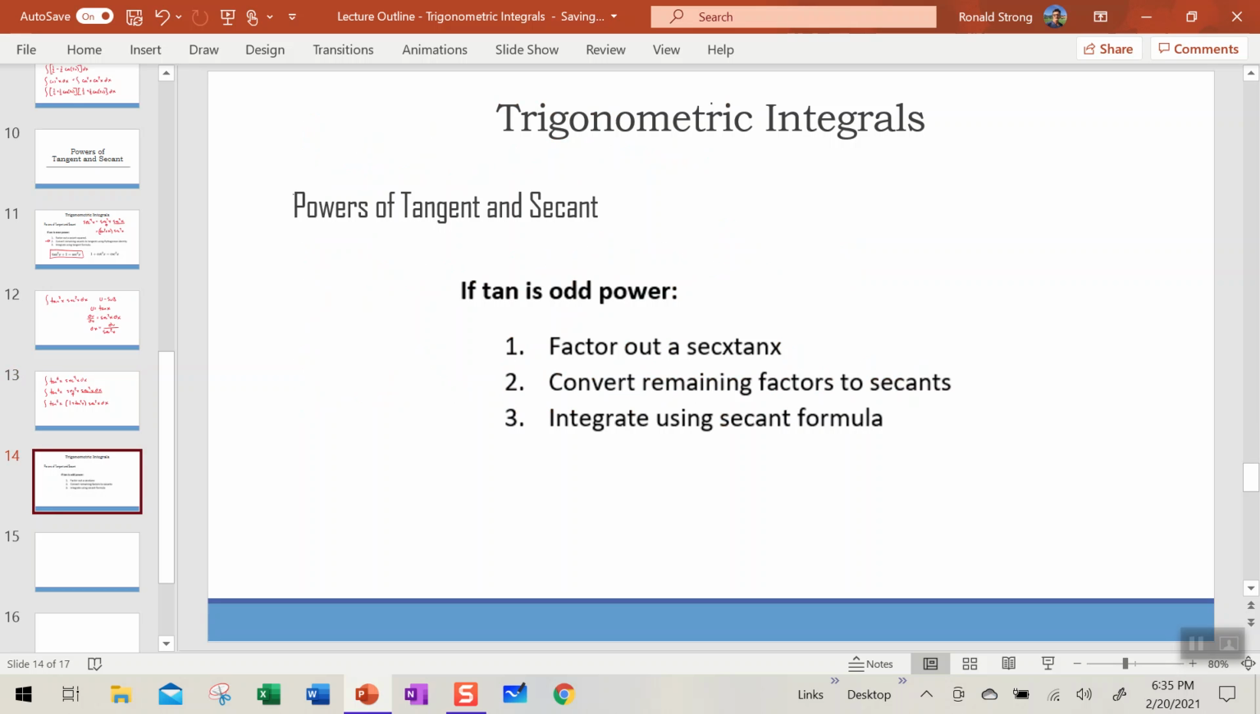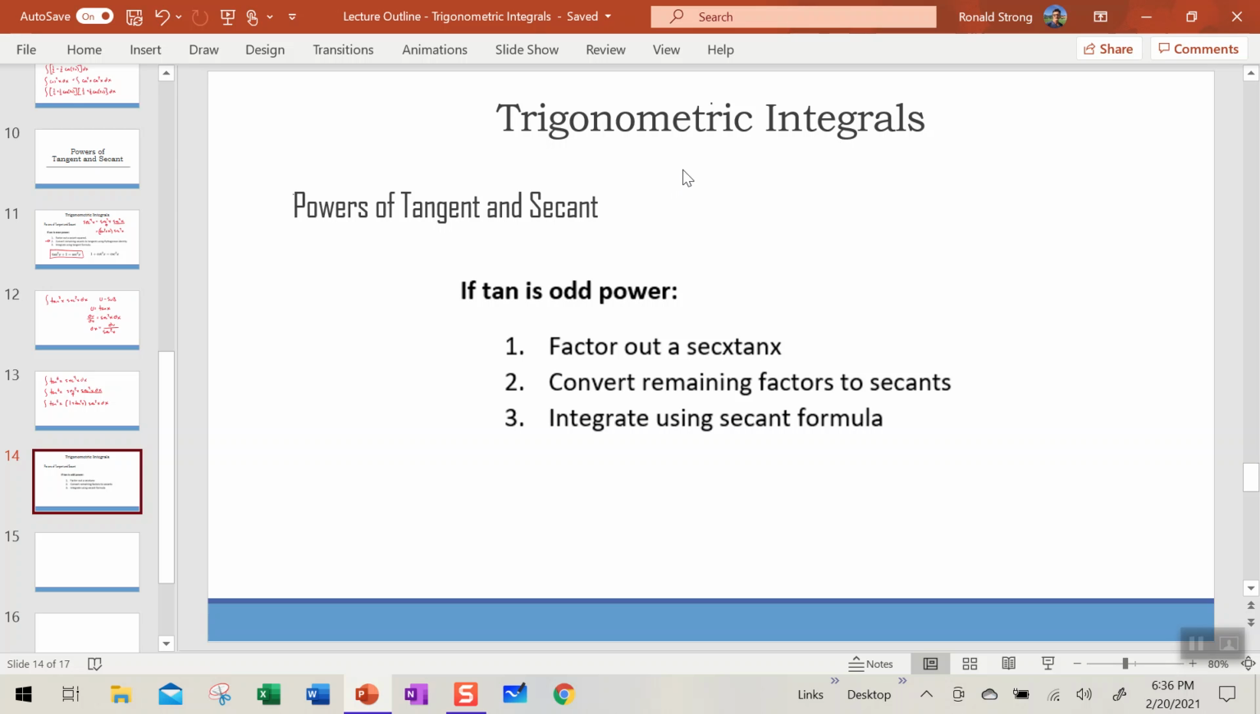The last case, when we have tangents and secants, is to look to see if you have a tangent that is odd. So the easiest thing to do is look for secant that is even, then a tangent is odd. Sometimes you'll have an even secant and an odd tangent, like the first example that I gave with tangents and secants. So if tangent is odd, we want to factor out a secant tangent, convert the remaining factors to secants, and integrate using secant formula.